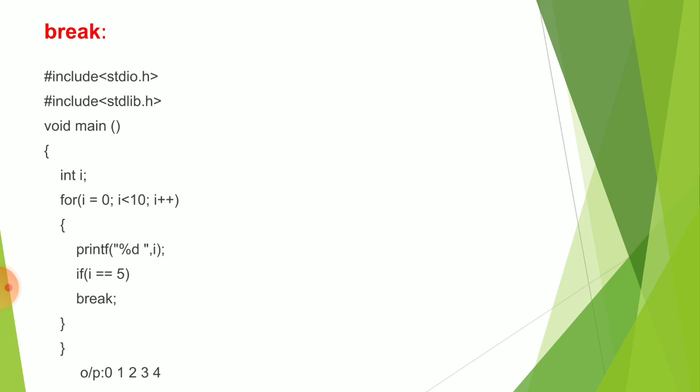In this program, the i value is printed from 0: 0, 1, 2, 3, 4. When i reaches 5, if i equals 5, then immediately break. The control comes out of the loop. So its program output is 0, 1, 2, 3, 4.